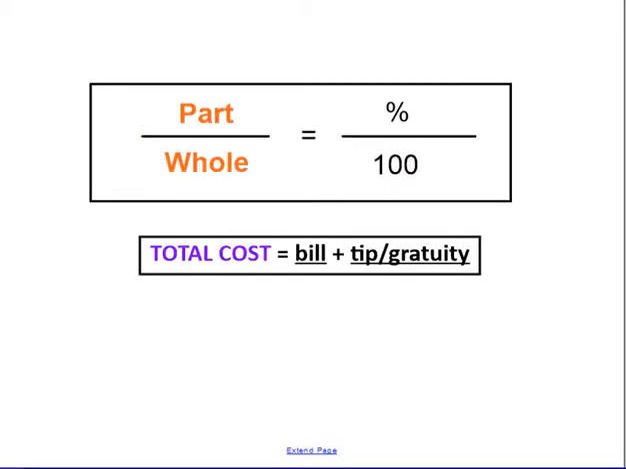So we're still going to use the same percent proportion, where we have the part over the whole and the percent over the 100. Now, with the tip, we're going to take the actual bill and add the gratuity to it in order to find the total cost. When we do discounts, we subtract it. But in this case, we are giving more money away, so we're going to add it to the bill.